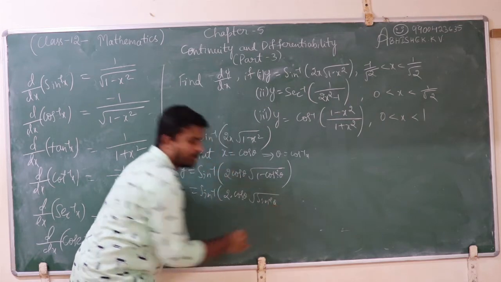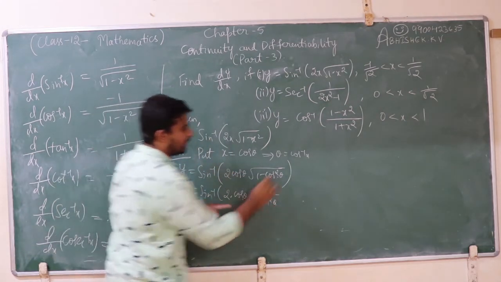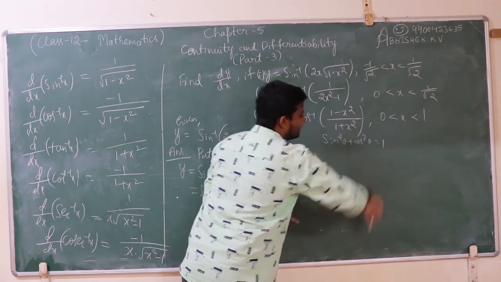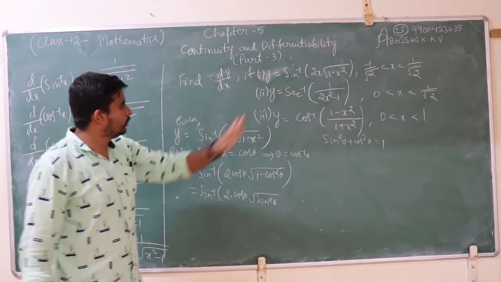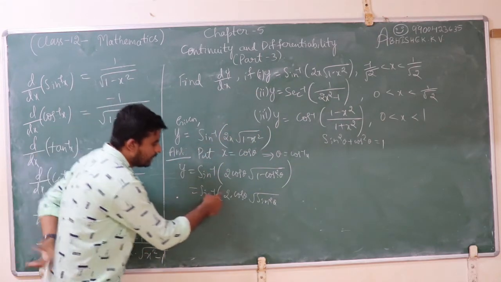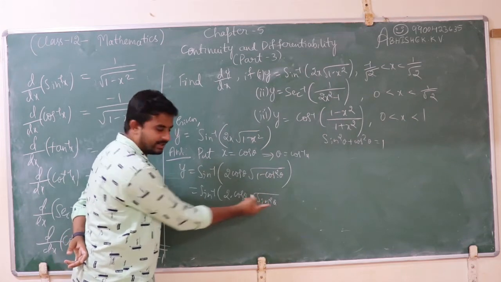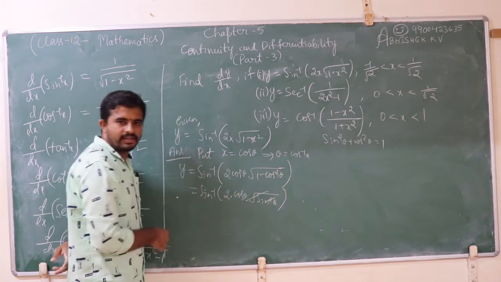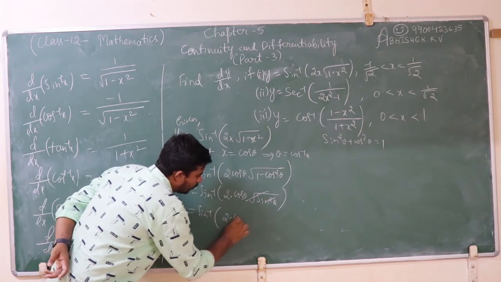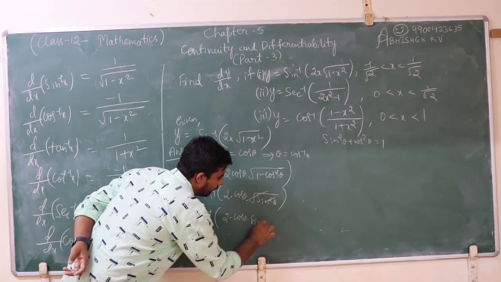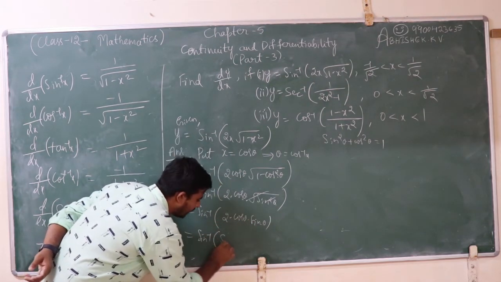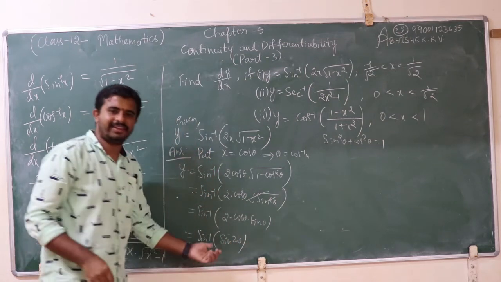Now 1 minus cos square theta is sin square theta, by using sin square theta plus cos square theta is equal to 1. Square root gets cancelled, and we are remaining with sin inverse of 2 cos theta into sin theta. This is equal to sin inverse of sin 2 theta.